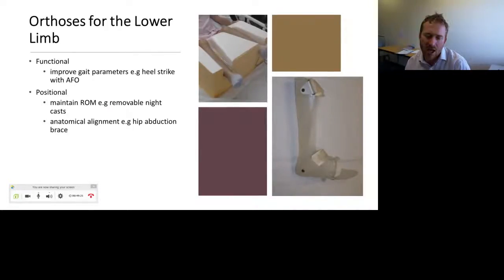So that might be a removable night cast, which might be to prevent a knee contracture, or indeed an ankle contracture, or help with anatomical alignment after a surgical procedure. So the foam wedge that you see in the top photograph is a hip abduction brace, which was provided to a child following orthopedic surgery to their hips to maintain optimal hip alignment at night time.